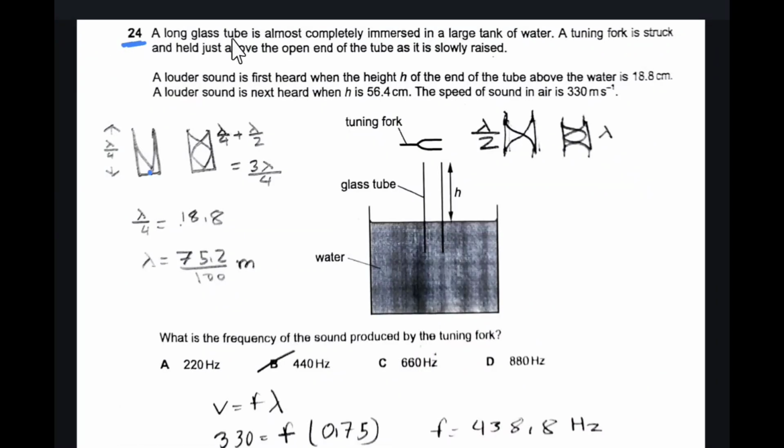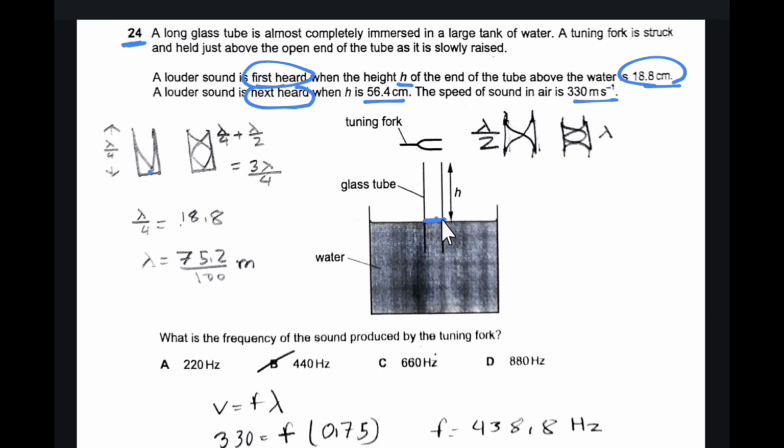24. A long glass tube is almost completely immersed in a large tank of water. A tuning fork is struck and is held just above the open end of the tube as it is slowly raised. A louder sound is first heard when the height h of the end of the tube above the water is 18.8 cm. A louder sound is next heard when h is 56.4 cm and the speed of the sound is given. So the first louder sound is heard at a distance of this much length, and the second louder sound is heard at a distance of this much length.